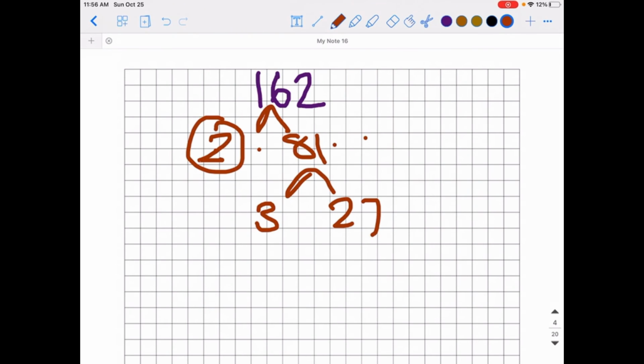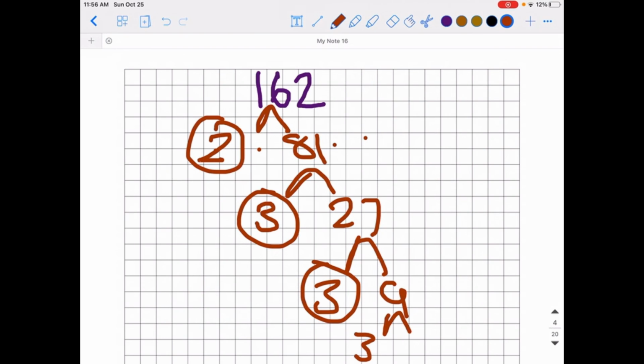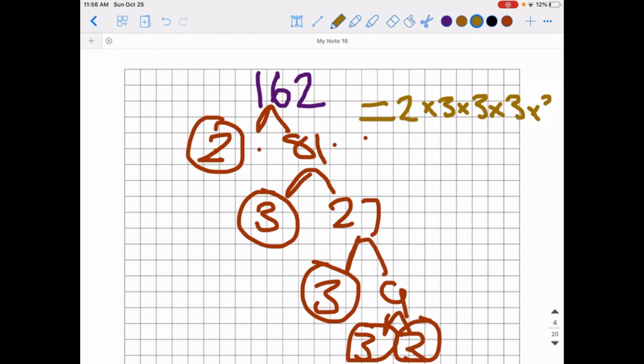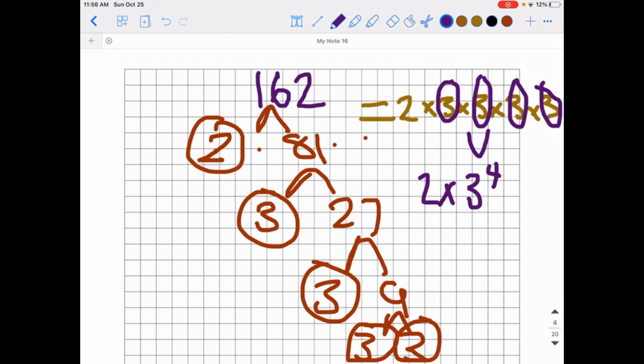Again, 3 times 27 is 81, so you're right. And I would circle 3. 27, I could break it down even further: 3 and 9, circle 3. And 9 is 3 and 3. A lot of 3s. Now this one we would do equals, let's see, what's the least? Okay, let's do 2 times 3 times 3 times 3 times 3. Let's now circle 3 because we don't need four of the same number. Then this would result in 3 to the 4th power times 2, and this is your final answer.